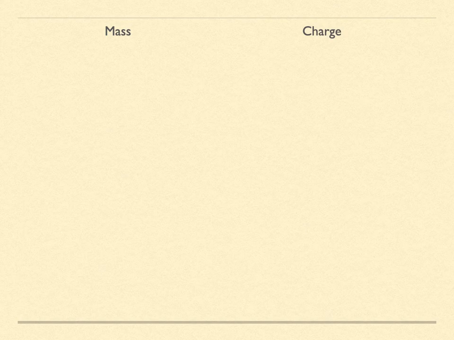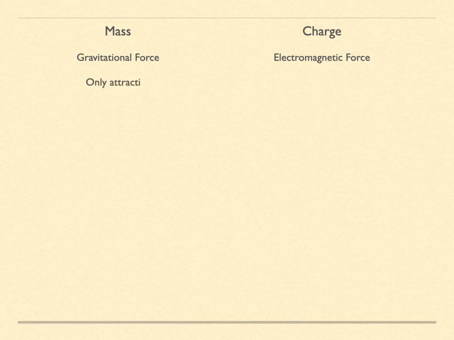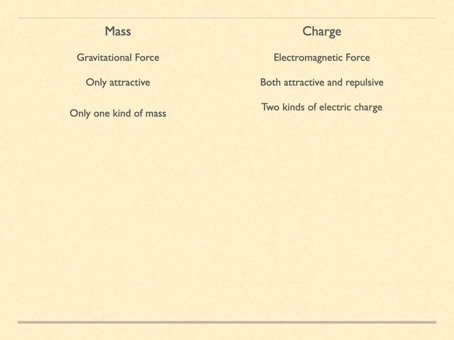Some of the most fundamental properties of matter are mass and charge. Mass responds to the gravitational force, and electric charge responds to the electromagnetic force, two of the four fundamental forces in nature. Gravitational forces are only attractive. There's only one kind of mass. But electromagnetic forces can be either attractive or repulsive, so there are two kinds of electric charge. We have chosen to call them positive and negative. And as you've learned before, opposite charges attract each other, while like charges are repelled from each other.